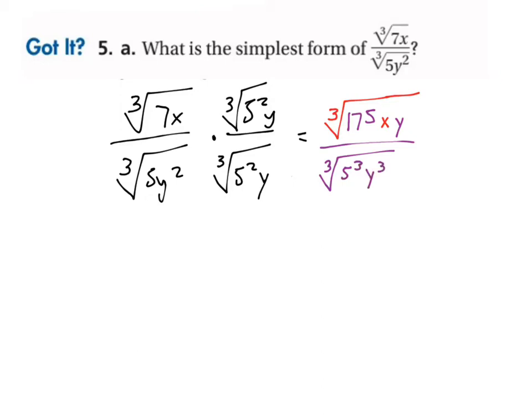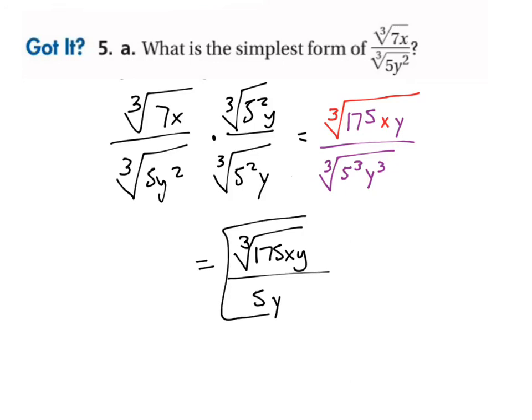And so now we just want to simplify as much as we can. In this case, the top we're going to leave alone, so we're going to get the cube root of 175xy. On the bottom, we can take the cube root of 5 to the third, which just becomes 5. The cube root of y to the third is just y. And this is our answer.